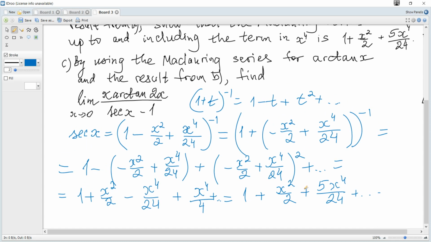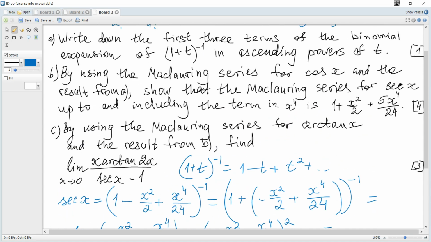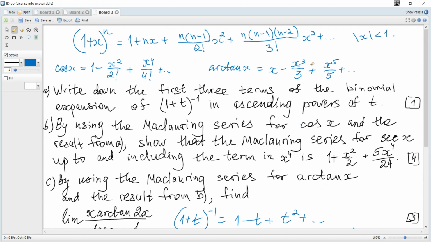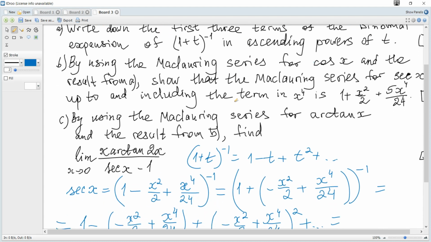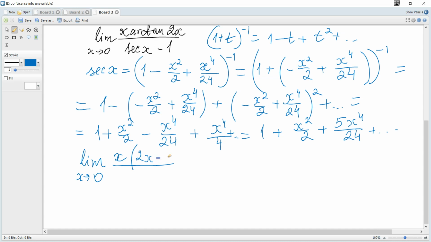And the next, by using the Maclaurin series for arctangent and the result from part b, find the next limit. So limit as x tends to 0 of x arctan of 2x over secant x minus 1 becomes x, and arctan is x minus x cubed over 3, it's enough. But since it's arctangent of 2x, we should substitute 2x for x. So it becomes 2x minus (2x) cubed over 3 plus so on, over secant, which is 1 + x squared over 2 + 5x to the power of 4 over 24 + so on, minus 1.